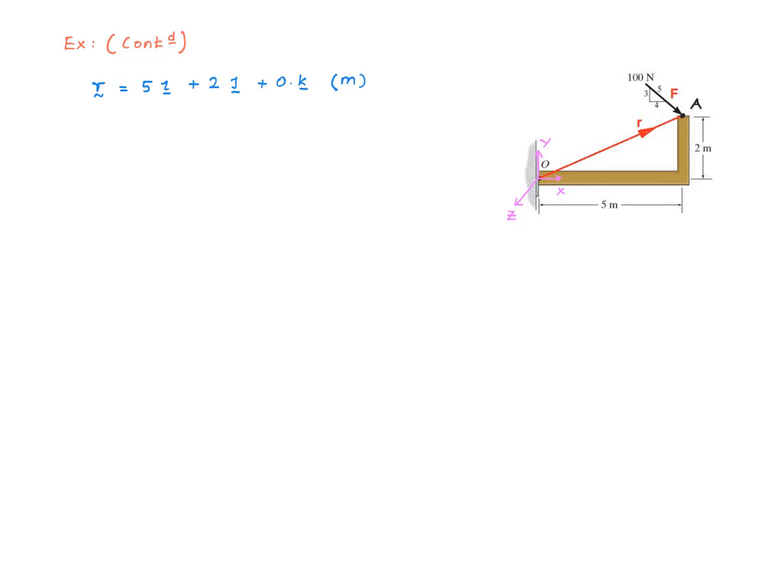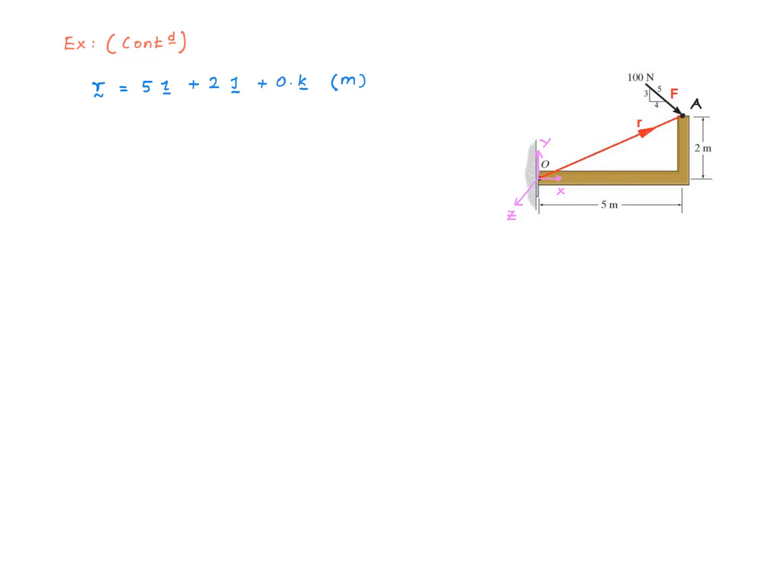Now recognizing that the x-coordinate of this point is 5 meters, y-coordinate is 2 meters, and the z-coordinate is 0 because this point happens to lie on the xy plane, we can write down an equation for the r vector. So it will be 5 times i plus 2 times j plus 0 times k. And all of these numbers are in meters.